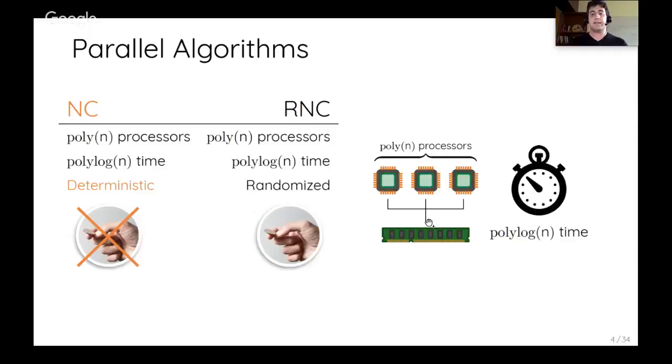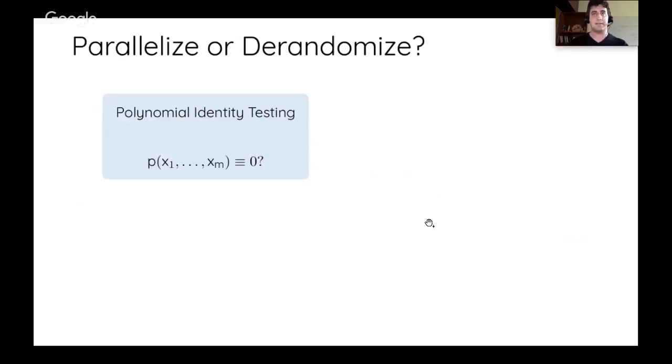But this is theoretical. Whether or not you have access to random bits actually makes a lot of difference in parallel algorithms, so I have to make this distinction: NC, where no randomness is allowed, and RNC, where you have random bits. This talk is about the deterministic NC. So no randomization is allowed. If this is such an unrealistic model of computation, why do we even care about it?